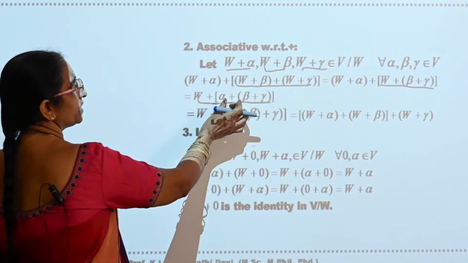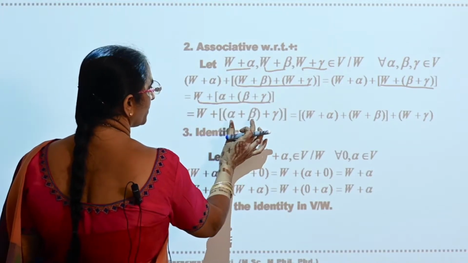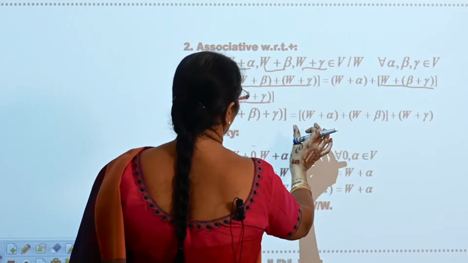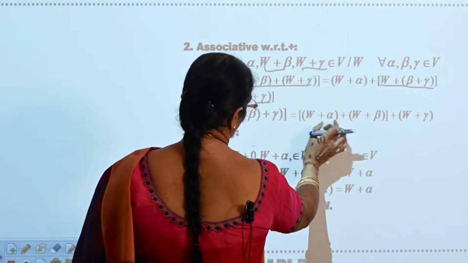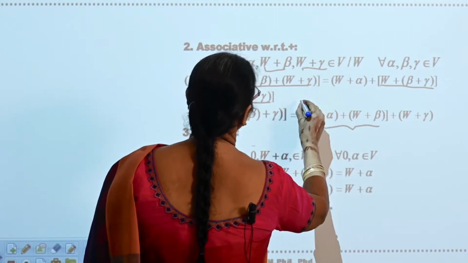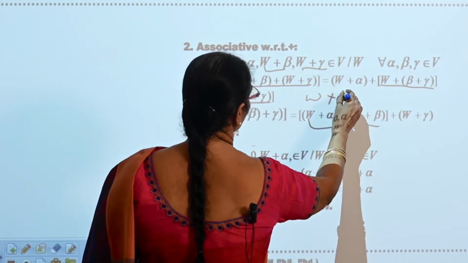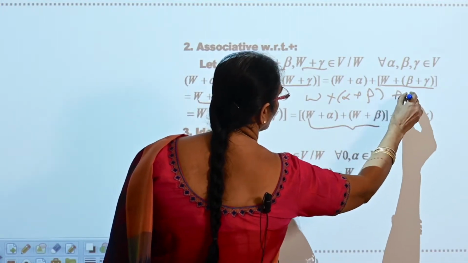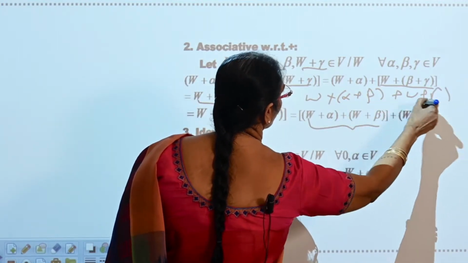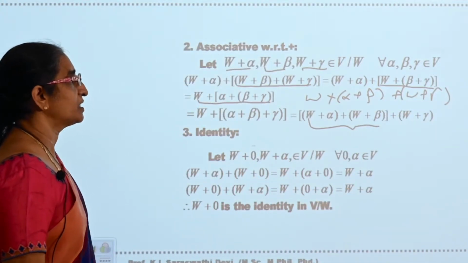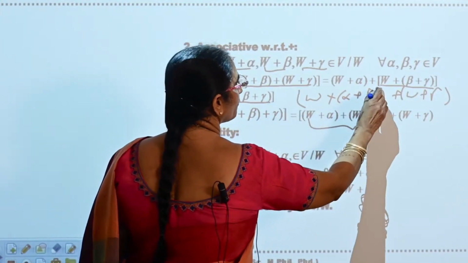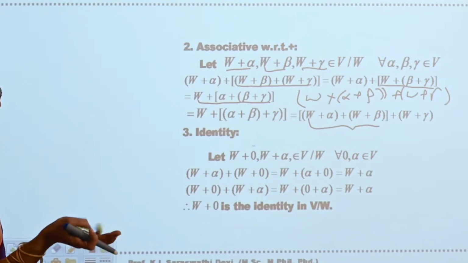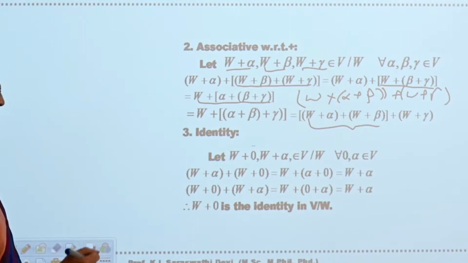So (alpha plus beta) plus gamma can be written as alpha plus (beta plus gamma). So this again you will write as W plus alpha, and these two together you will write as W plus alpha plus (W plus beta plus gamma). Therefore, associativity is satisfied in V by W. Now is it clear? So, the first one, closure is satisfied, the second one, associativity is satisfied.